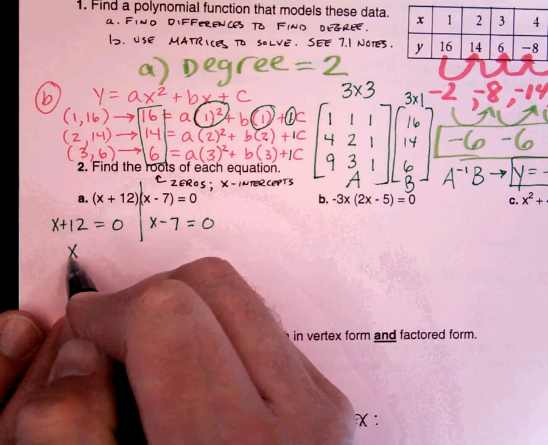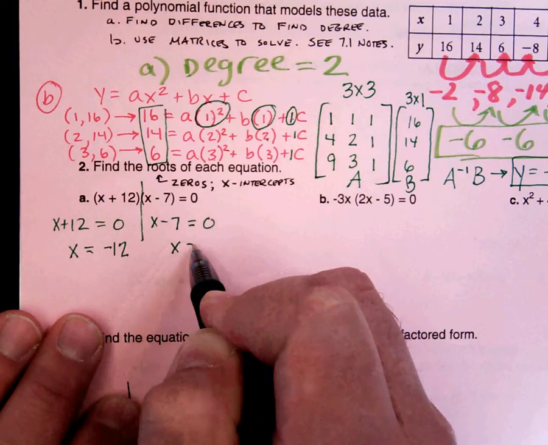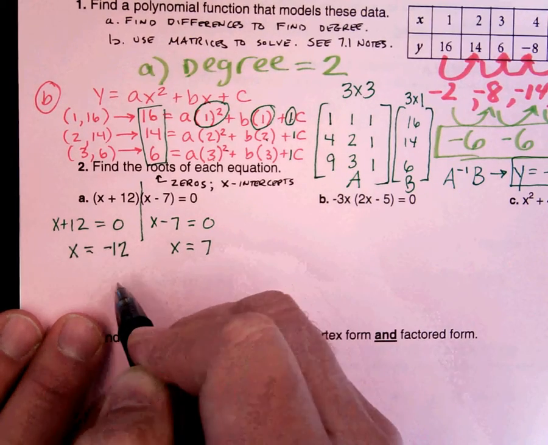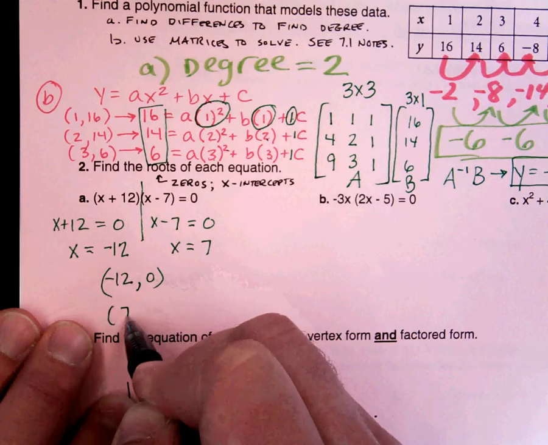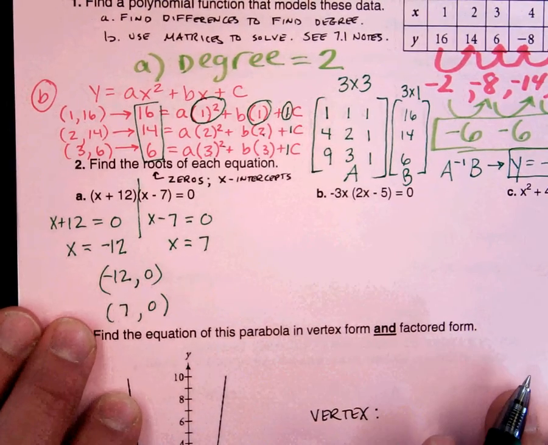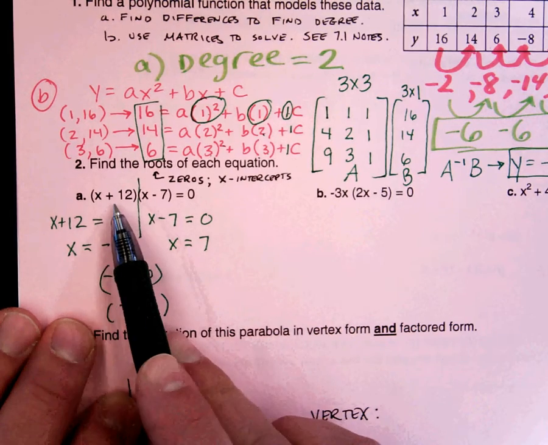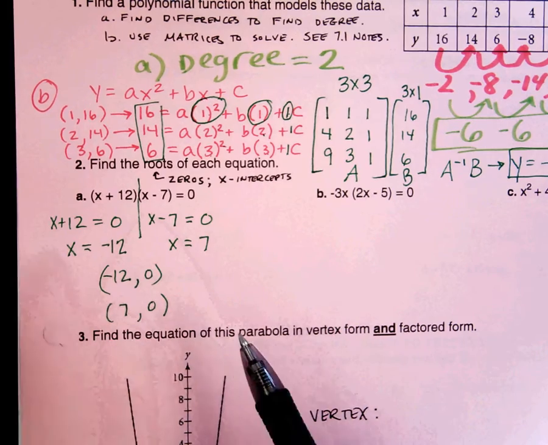On the left, we would subtract 12 and get negative 12. On the right, we would add 7 and get 7. So negative 12 is one x-intercept, and 7 is the other. Now, many times we just look at this and say, oh, negative 12 is the number that would produce 0, and 7 is the number that would produce 0.